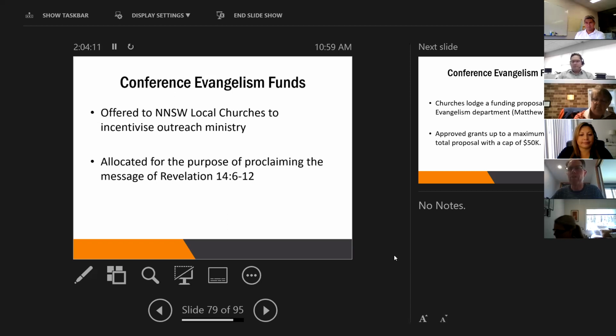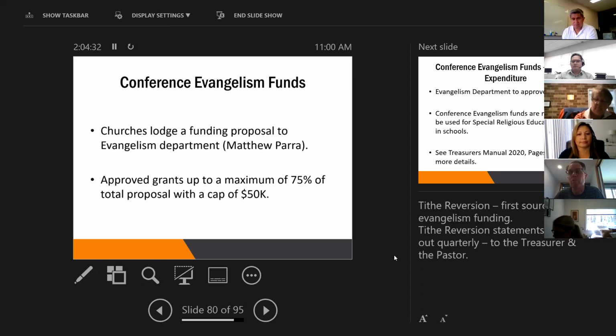The conference has a capacity to top up some of those funds with some additional support. And so that's covered off here in the conference evangelism funds that you need to be aware of. When it's raised, and maybe a church board or your pastor comes and sees you as a treasurer to see how much money you've got, you can be aware that you can actually apply to the North New South Wales Conference for some support from time to time for evangelism funds. You can apply any time of the year. Doesn't need to come around budget time or anything like that.